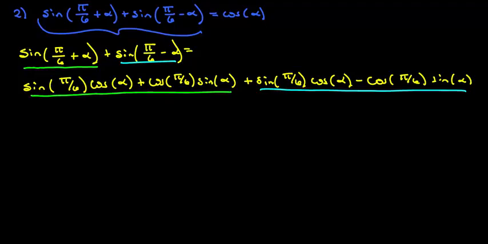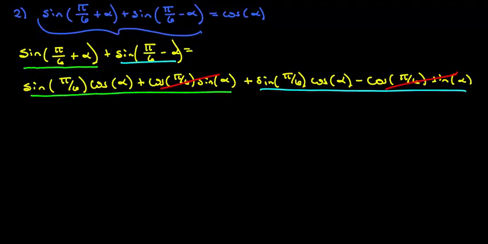What we should look for now, since I've written so many things there, is to see if anything cancels. The only thing that I've got negative here is this. So I've got a cosine pi over 6 times sine alpha. And if you notice, I've got a positive cosine pi over 6 over here. So these guys, I believe, are going to cancel out.